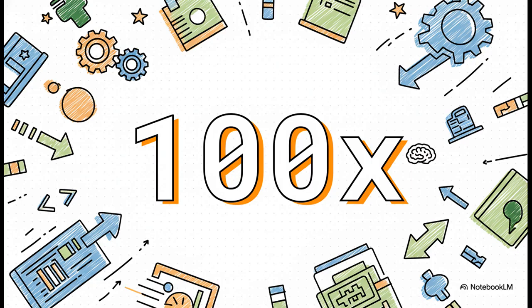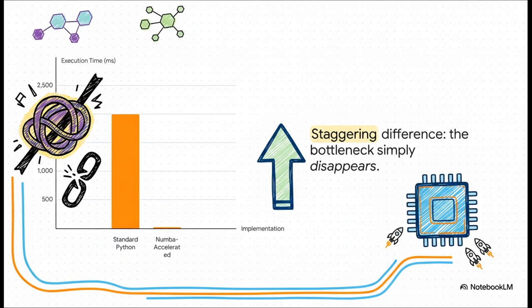It's insane. I mean, this chart just says it all, doesn't it? The difference is staggering. Look at that blue bar, 2,000 milliseconds for standard Python, and then look at the other bar, 20 milliseconds. It's not even close. You're watching that performance bottleneck just vanish into thin air.